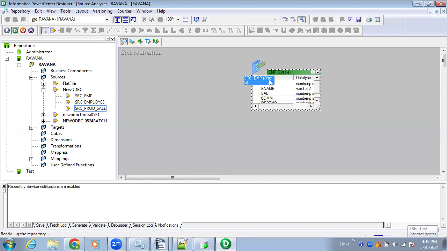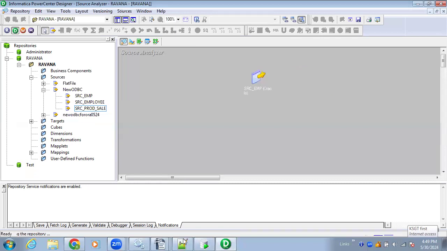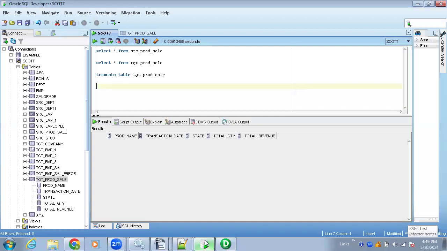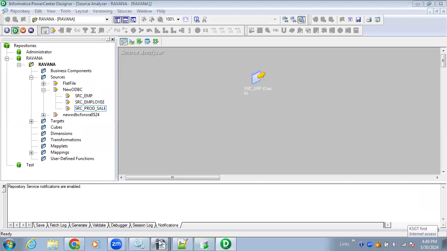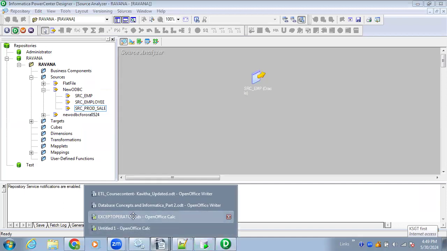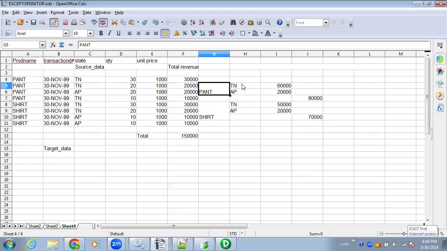Now there is SRC prod sale, right? I'm going to restart, and let me stop here. We'll just import SRC prod sale. We have two tables, basically: SRC prod sale and TGT prod sale. This is the target. I'm trying to consolidate this data and load it like this: how many pants have been sold, what are the total units. I want to sum up the units, the total units that have been sold across the state.